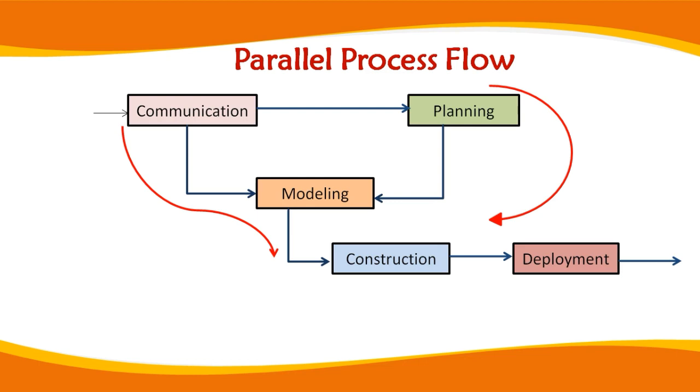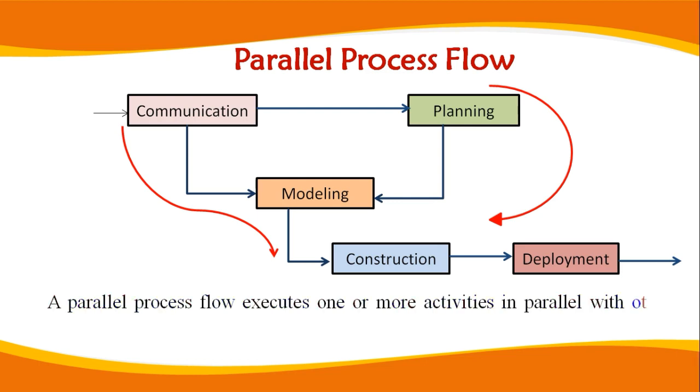So these are the different types of process flow. Let us see once again what is parallel process flow. It executes one or more activities in parallel with other activities. For example, modeling for one aspect of the software might be executed in parallel with construction of another aspect of the software. That is parallel process flow.